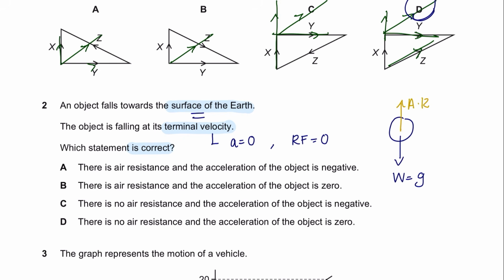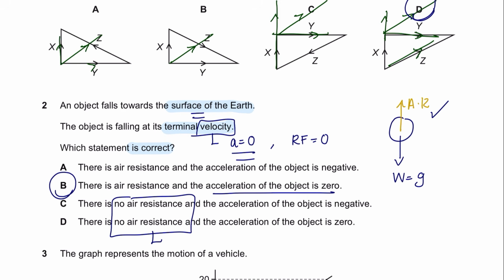Since this is the surface of the Earth, there will be air resistance, and since it's terminal velocity, your acceleration will be 0. So the answer here is B. Please note that there is only no air resistance when the object is in space.